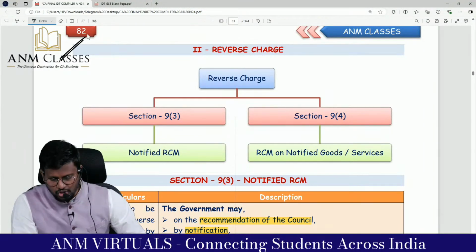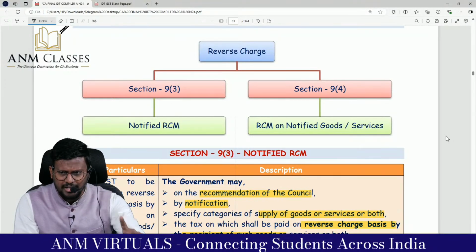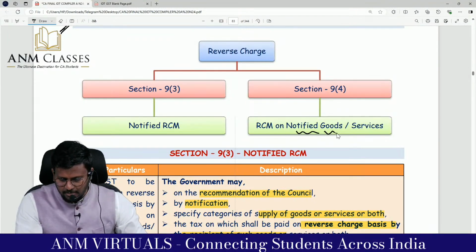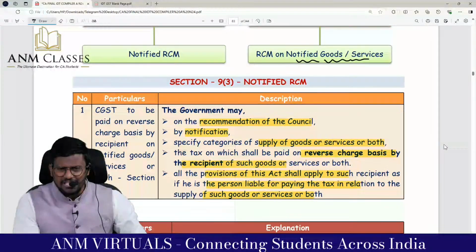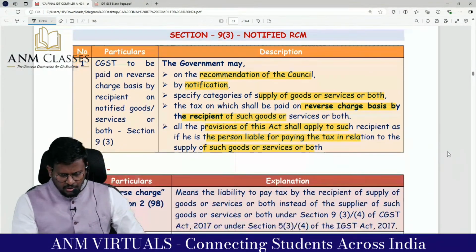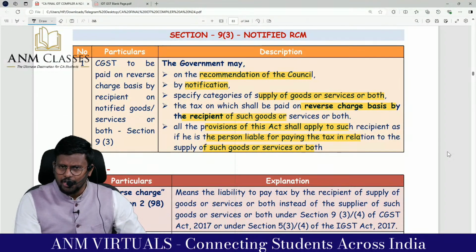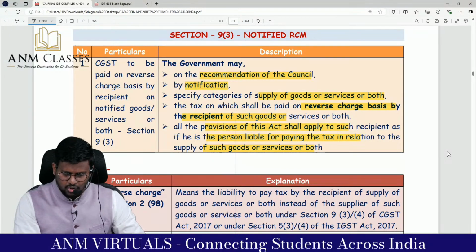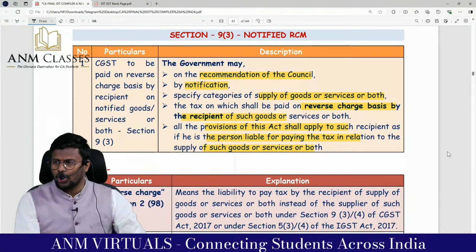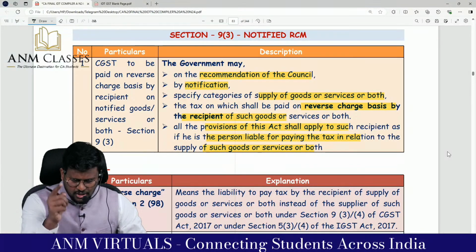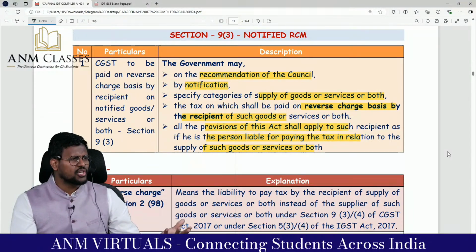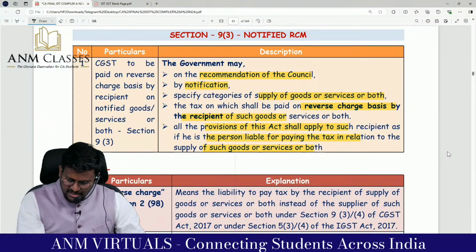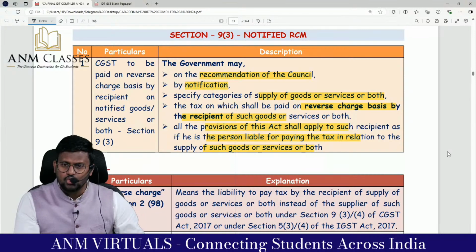Yes, which is reverse charge. 9.3 is notified reverse charge mechanism. 9.4 is reverse charge mechanism on notified, that is RCM from unregistered person. Right? Yes. 9.3: the government may, on the recommendation of the council, by notification, specify categories of supply of goods or services or both, the tax on which shall be paid on reverse charge basis by the recipient of such goods or services or both, and all provisions of this act shall apply to such recipient as if he is the person liable to pay tax in relation to supply of such goods or services or both.